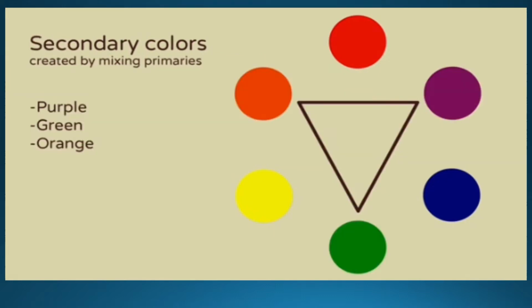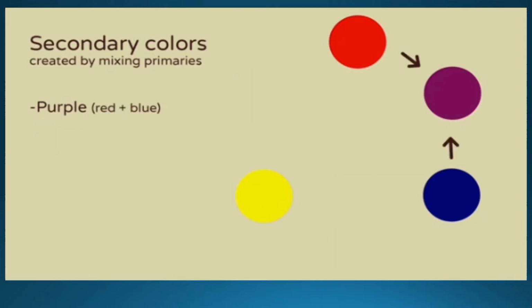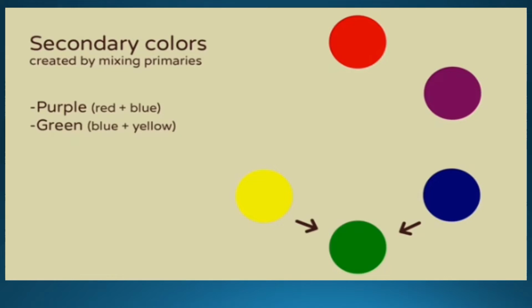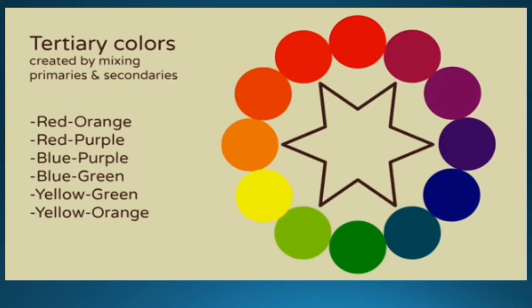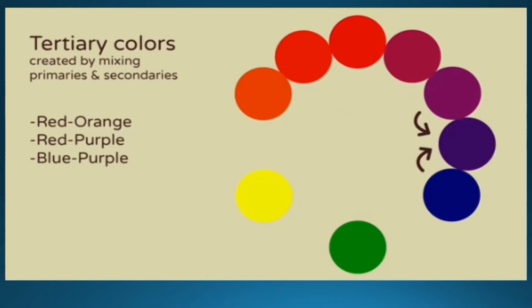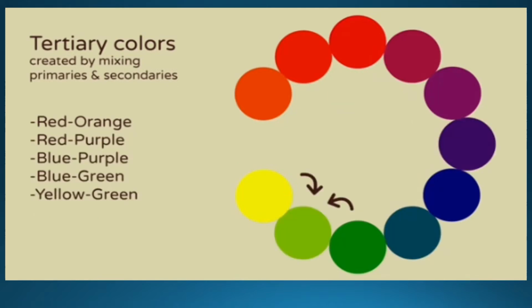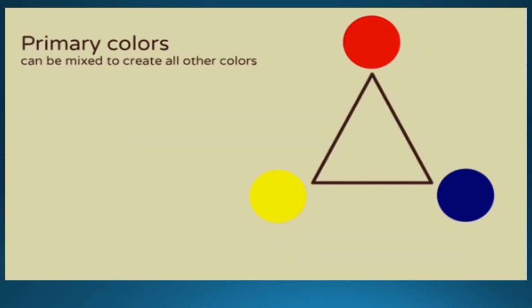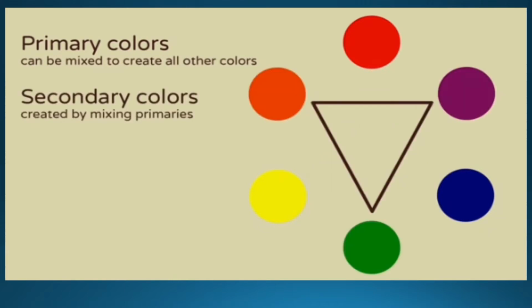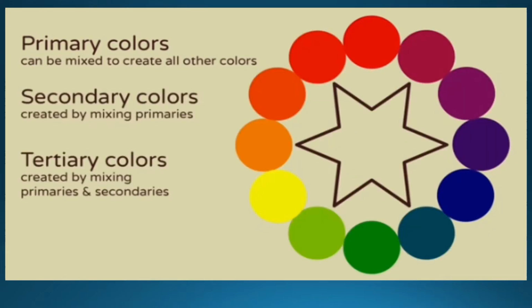The secondary colors, purple, green, and orange, are created by mixing primary colors. Red and blue makes purple, blue and yellow makes green, and yellow and red makes orange. Tertiary colors are created by mixing a primary color with a secondary color. These are red-orange, red-purple, blue-purple, blue-green, yellow-green, and yellow-orange. And now we have our basic color wheel. So to recap, you start with primaries, mix those to create secondaries, then mix one of each to create tertiaries.